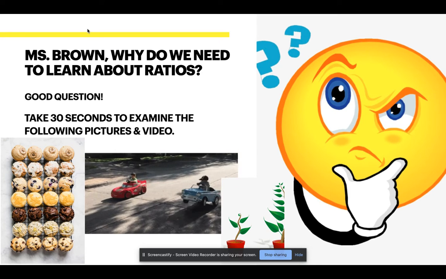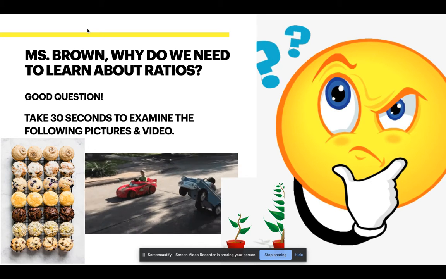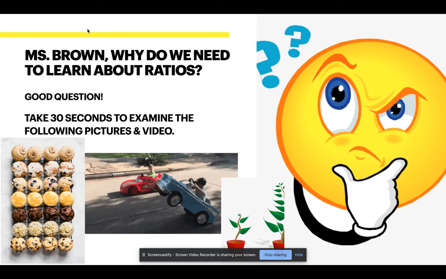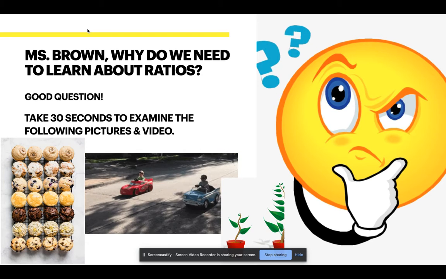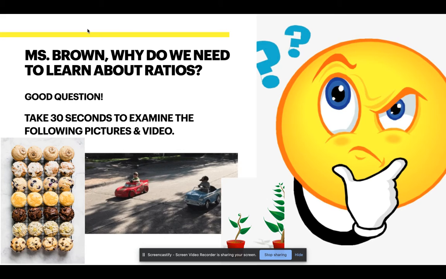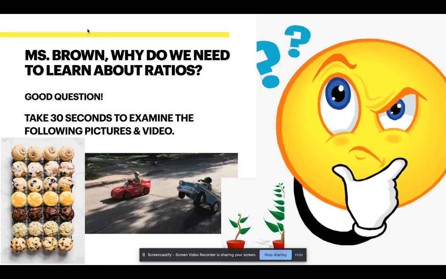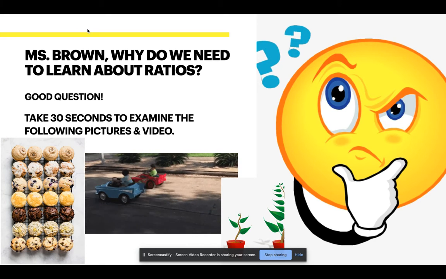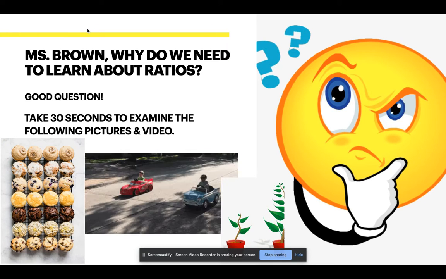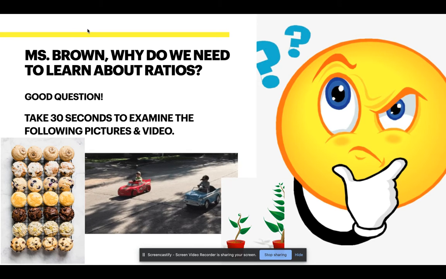In the first one, we see that there are many different types of muffins. And let's say that we went to a bakery and they said, Miss Brown, you can get 12 different muffins for $20. Okay. I need to be able to identify how many muffins I want of each flavor. And knowing that I also have to be aware of how many more muffins that I can get of each flavor. Okay. The next one, we see two kids racing in the cars.